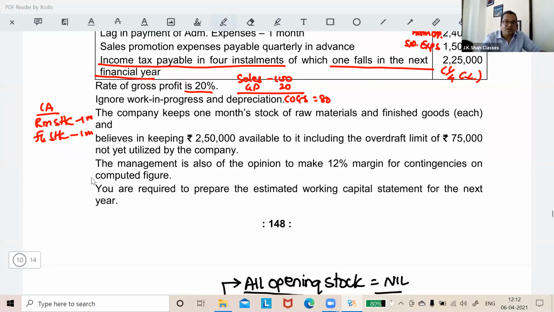Then it believes in keeping rupees 2,50,000 available to it. So cash is 2,50,000 and there will be an overdraft limit of 75,000. So we'll write bank OD also 75,000. Management is of the opinion to make 12% margin for contingencies, a safety margin on the computed figure, and you are required to prepare the estimated working capital statement for next year.